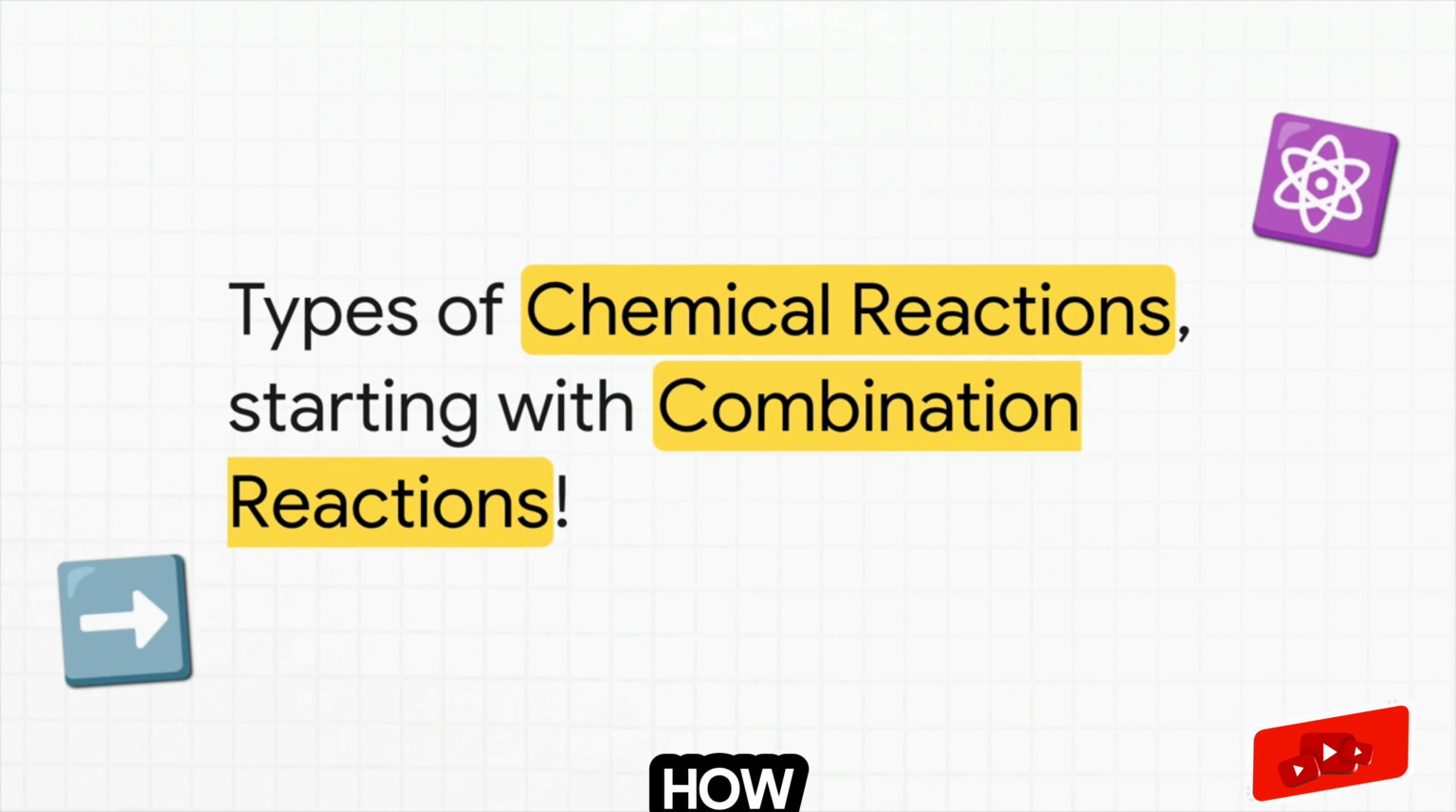So now that we know how to write a proper balanced equation, we're ready for the fun part, understanding what these equations are actually telling us. In the next explainer, we're going to start exploring the different types of chemical reactions, starting with a really simple one called a combination reaction. I'll see you then.